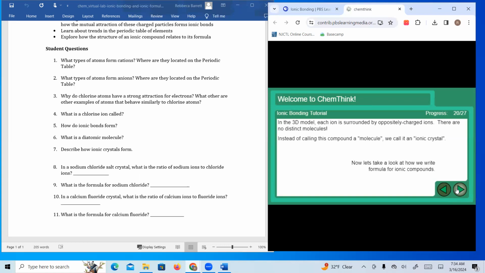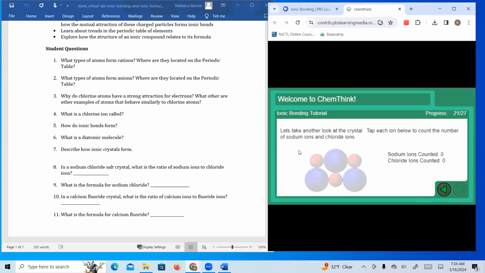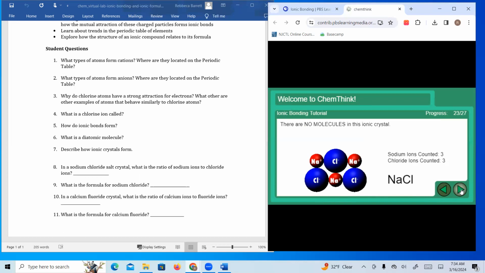How do we write formulas for these compounds? Let's take a look at the crystal. Tap on each icon below to count the number of sodium ions and chloride ions. If I'm counting sodium, I have 1, 2, 3, and I have similarly 1, 2, 3 chloride. There was one sodium ion for every chloride ion. Since the crystal contains a 1-to-1 ratio, we would write the formula as NaCl. There are no molecules in this ionic crystal. In ionic compounds, the formula just tells us the ratio of ions, not the total number.